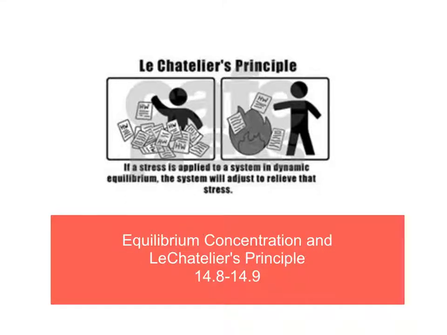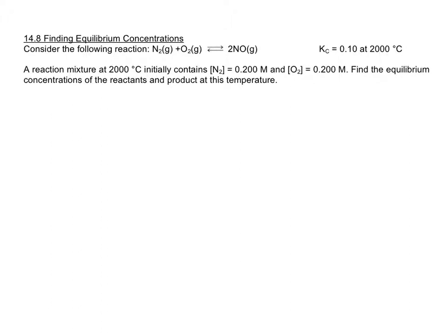In today's lesson, I'm going to talk to you about how to find equilibrium concentrations if you know the equilibrium constant and the starting concentrations. And we're going to just briefly go over LeChatelier's principle, which should be a review for a lot of you from honors. All right, our first example here is the reaction N2 plus O2 yields 2NO.